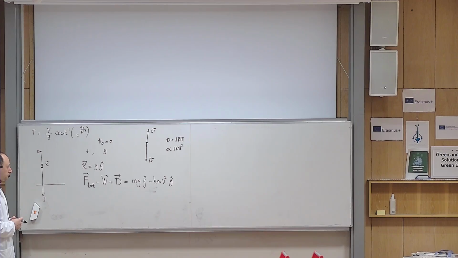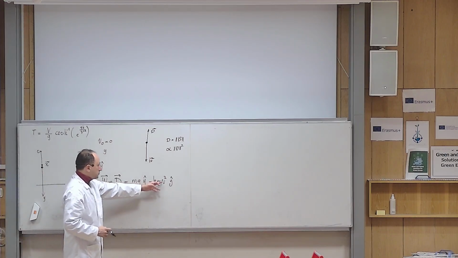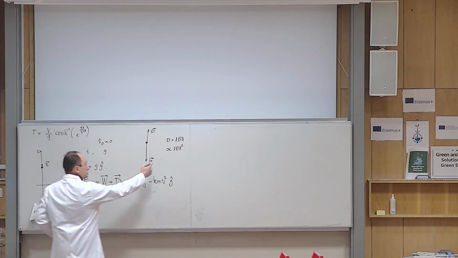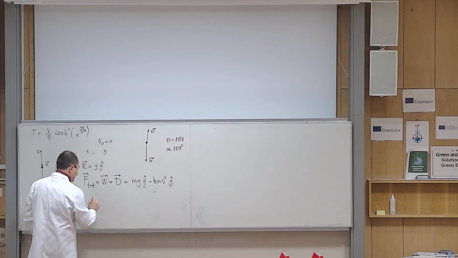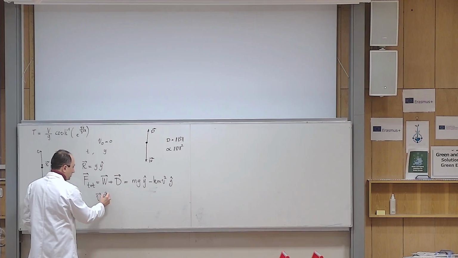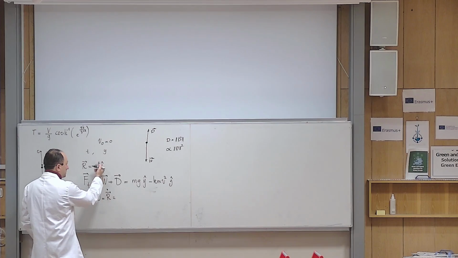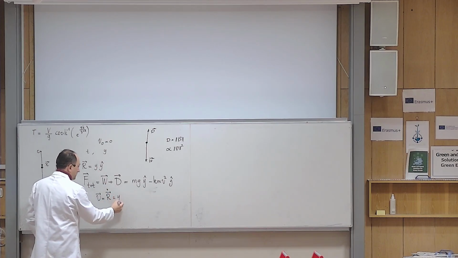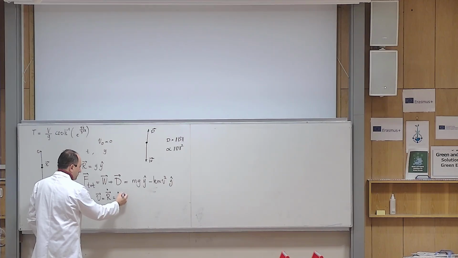Okay. But what is this one? This is a speed. Speed is exactly the magnitude of the velocity. So the velocity, by definition, is r dot. But this is constant, so I just take this one, so it becomes y dot y hat.